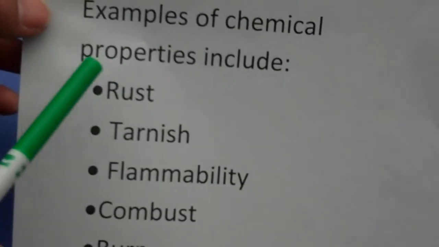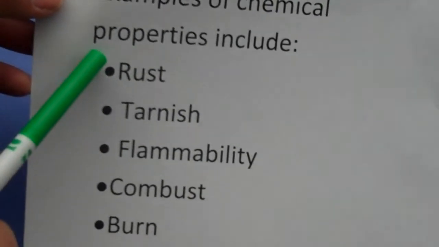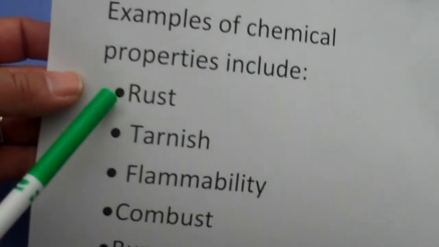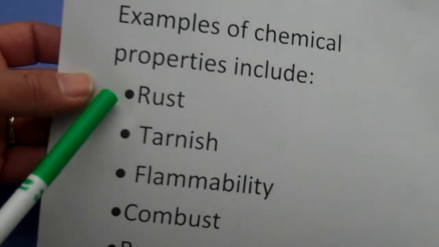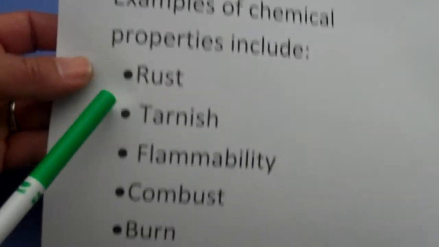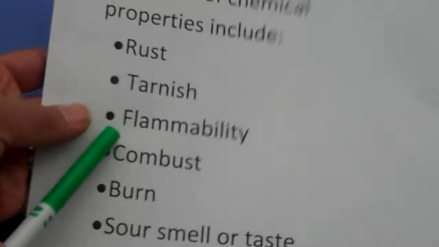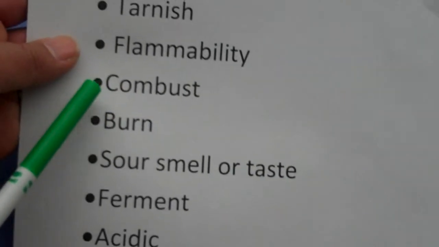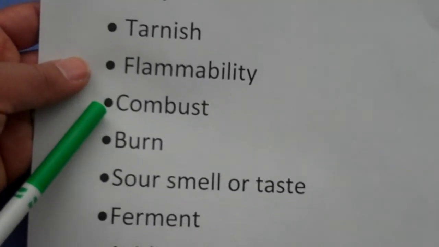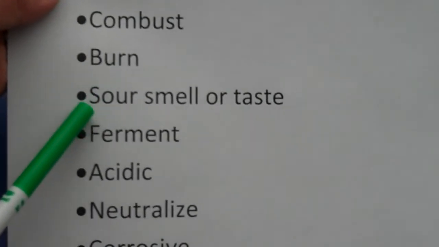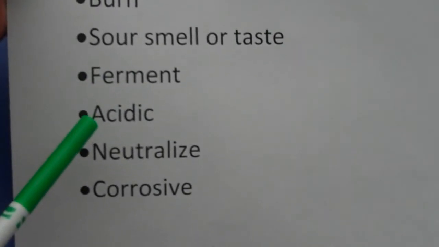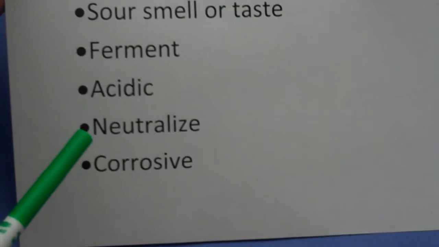Examples of the chemical properties would include things such as rust, like a rusty nail, and tarnish, so silver can tarnish and iron can rust. Gold, when it's mixed with oxygen, is not good at the ability to rust. Flammability, can it turn into a flame or not? Combust, so that's blowing it up. We also have combustible things, like engines can combust. Burn. Does it smell sour or taste sour? Ferment. Acidic, is it acid or can it neutralize stuff?